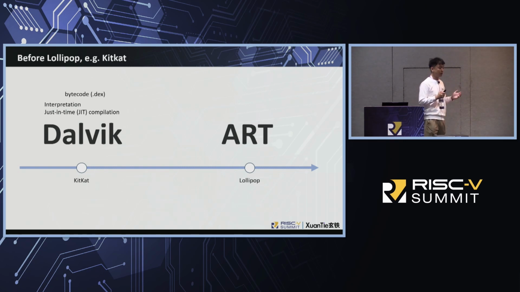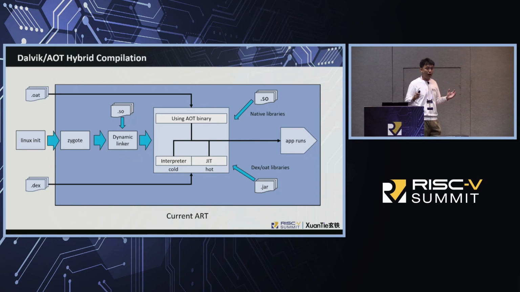But the disadvantage of Dalvik is that it would cause some performance gap, because you need to concurrently compile the bytecode into machine code. So today's ART combines Dalvik and AOT together with hybrid compilation. So there is the interpreter, JIT, and AOT together. Here is the full diagram of today's ART.